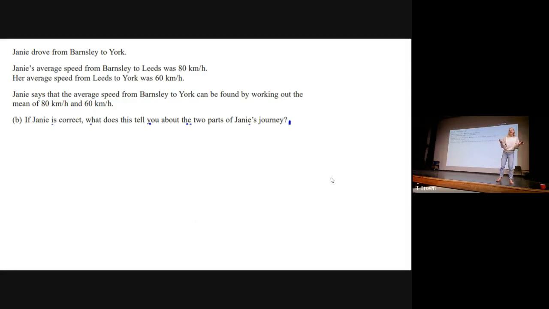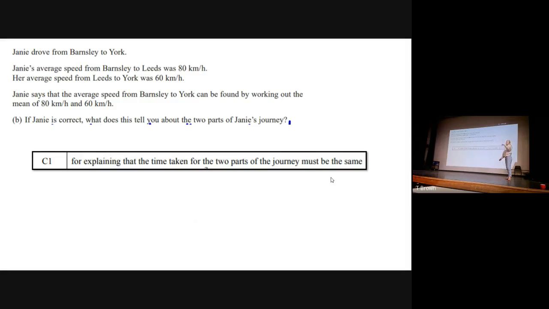No, okay? I could drive at 60 miles an hour for half of the time and drive at 40 miles an hour for half of the time, and that would average out at 50. But the most crucial thing that you need to say is that if she was going to do 80 add 60 divided by 2, the assumption that would have to be made is that she'd have spent the same time driving at 80 and driving at 60 for us to be able to average it out to make 70. Okay, so if she's correct, and she can do the mean of those two numbers, then she must have spent the same time doing each bit of the journey.